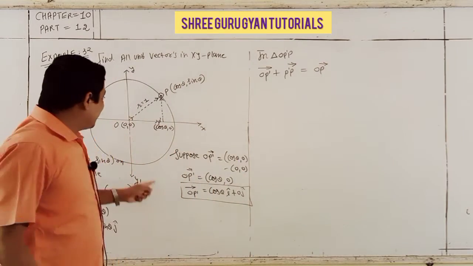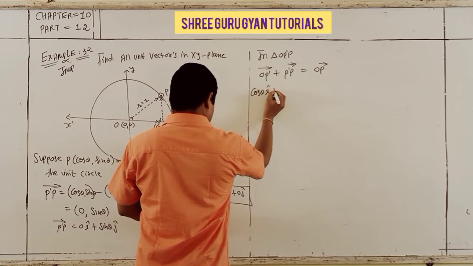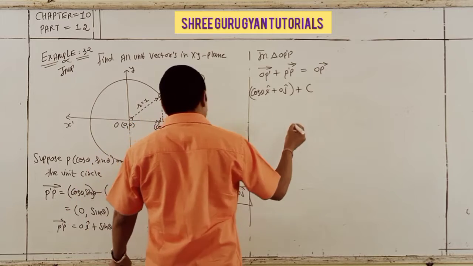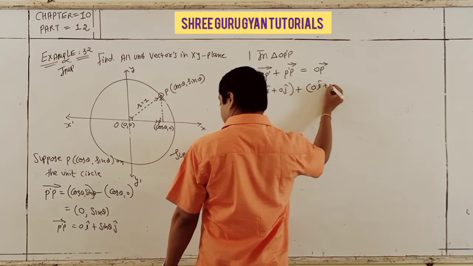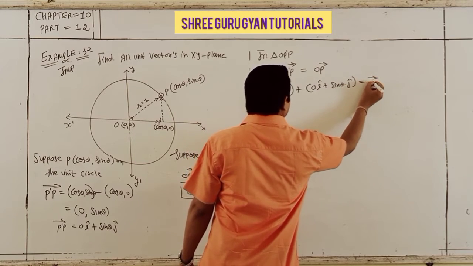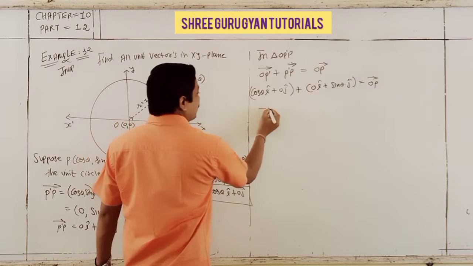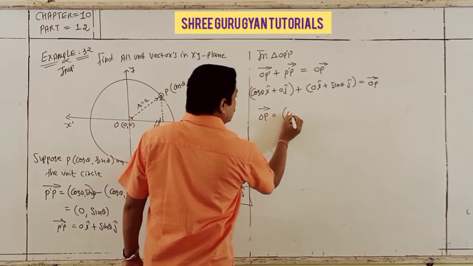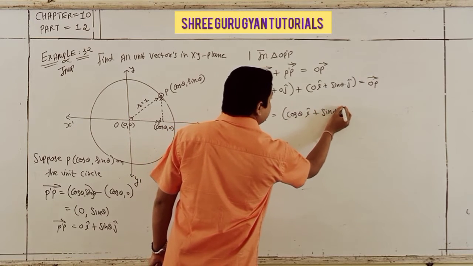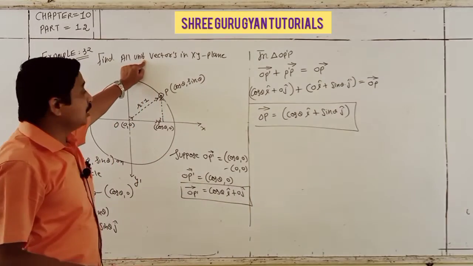Very easy. Now OP' is already known: i cos theta plus 0j. Similarly P'P is 0i plus sin theta j, and that is equal to OP. Now you add them. What is the OP direction? It is cos theta i plus sin theta j, and that's your answer in terms of unit vectors.